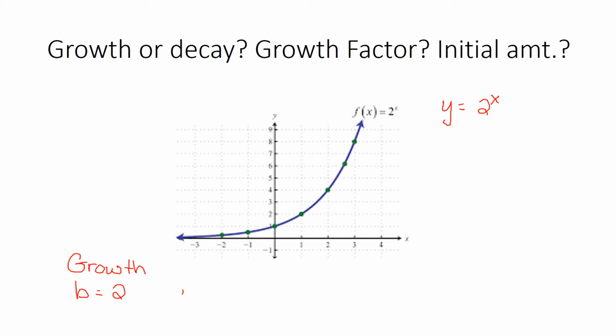So my growth factor, remember to find the growth factor, we do 1 minus 2 times 100. So 1 minus 2 is negative 1, but we take the absolute value of that. So we say that this has a growth factor of 100%. The initial amount is a. If there's nothing listed here, it's understood to be written as 1 times a. So my initial amount here is equal to 1. By the way, this a value is also my y-intercept.